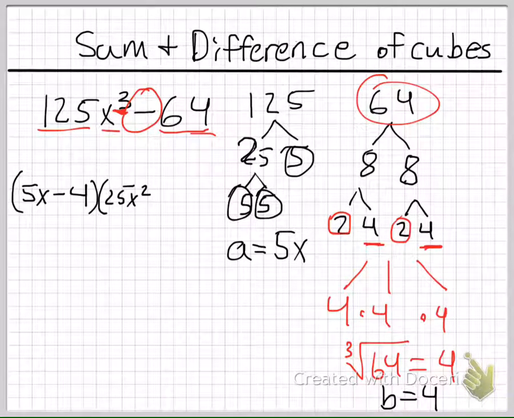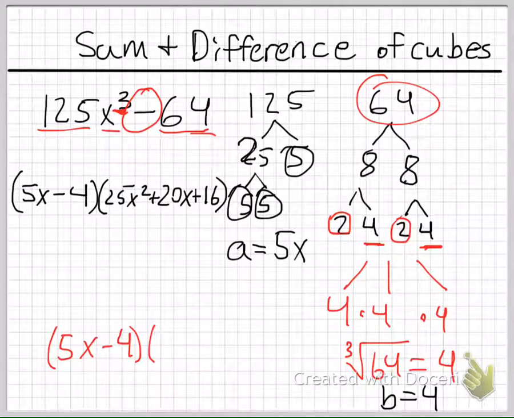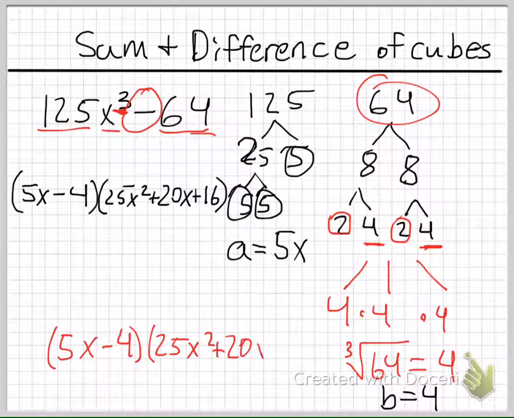squared, plus a times b, so that's going to be 5x times 4, so 20x, plus b squared, which is 16. And so our final answer will be 5x minus 4 times 25x squared plus 20x plus 16.